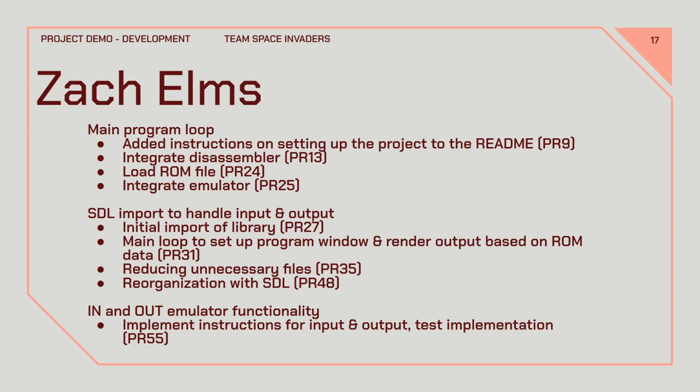So in the main program loop, it's pretty easy. You basically load the ROM, and then you send that to the disassembler, and then you send the return of the disassembler to the emulator. And then in terms of SDL, it's just about getting the window up and then displaying something to it. And then I was responsible for splitting that up into different files to make it easier to use.